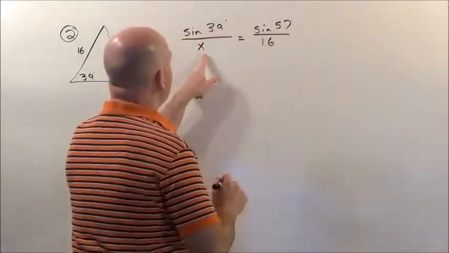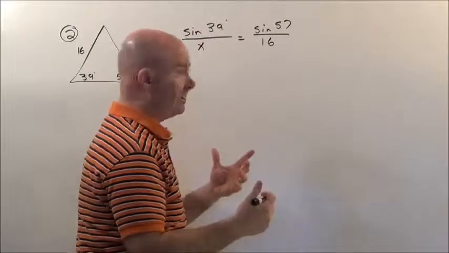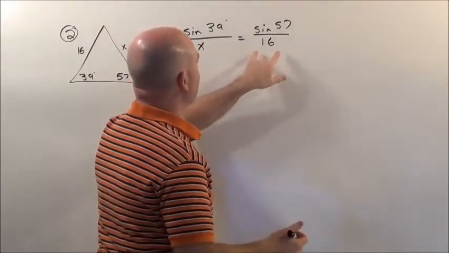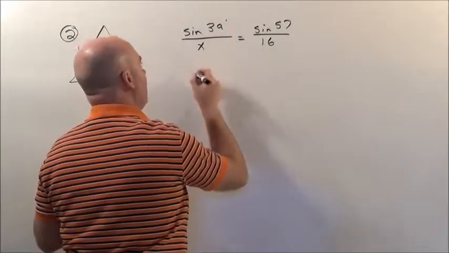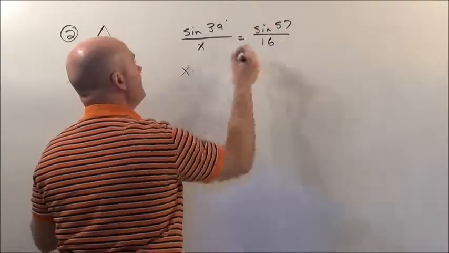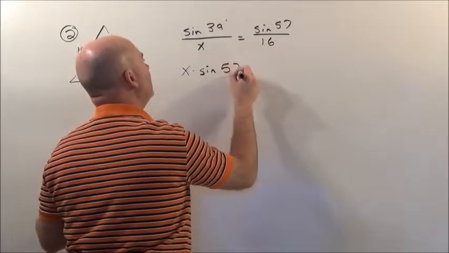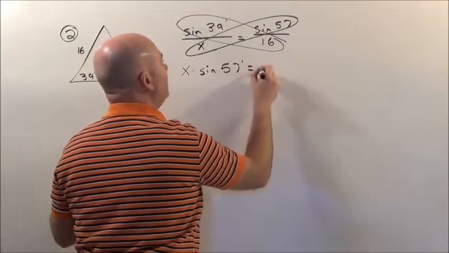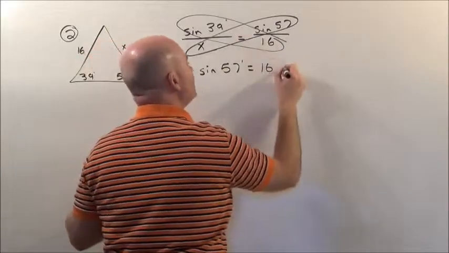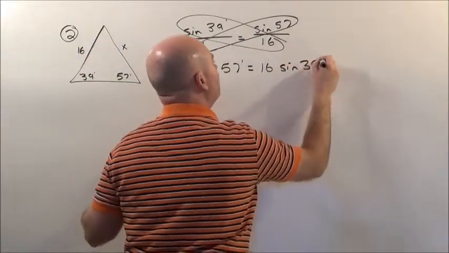And I can see there's only one unknown here, because that and that are particular numbers that we can look up, use our calculator for. And then we have 16. So all I got to do here is cross multiply. So I have x times the sine of 57. These multiplied will equal those multiplied. Equals 16 times the sine of 39.